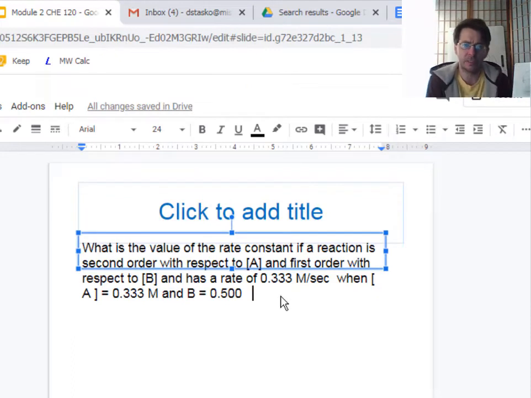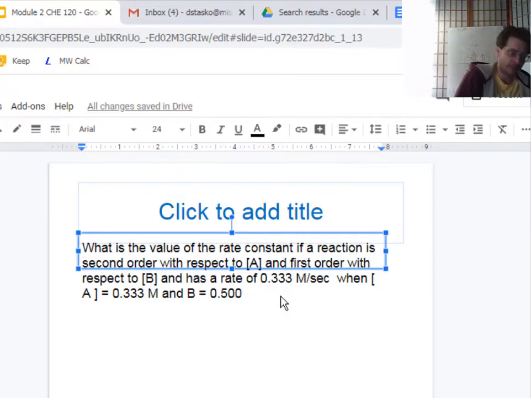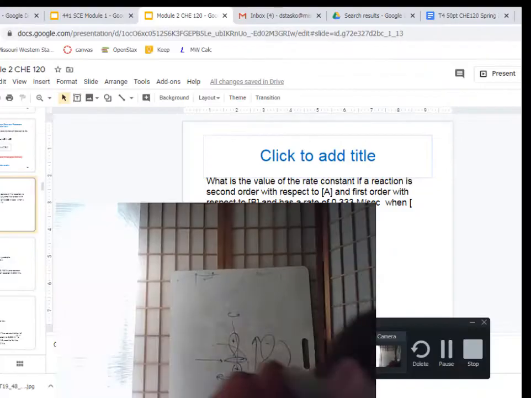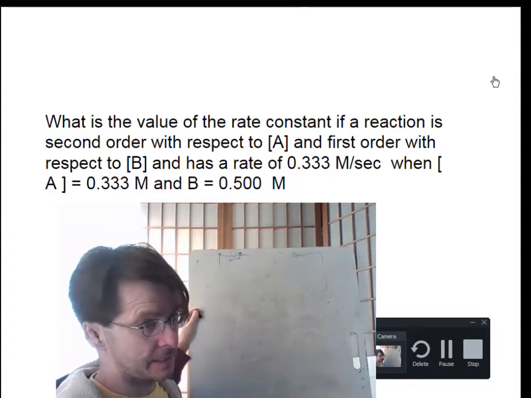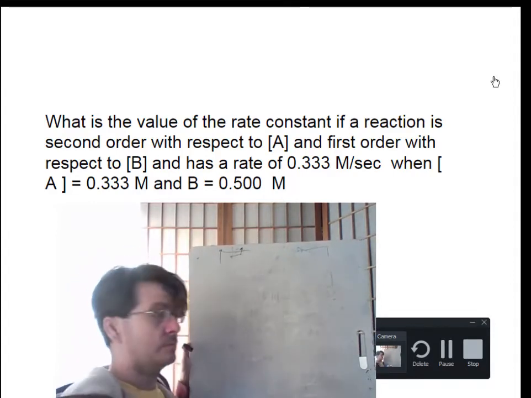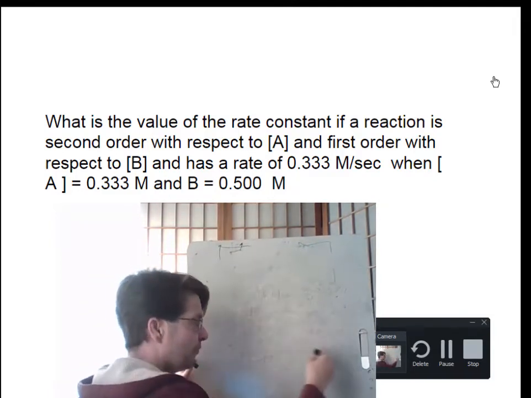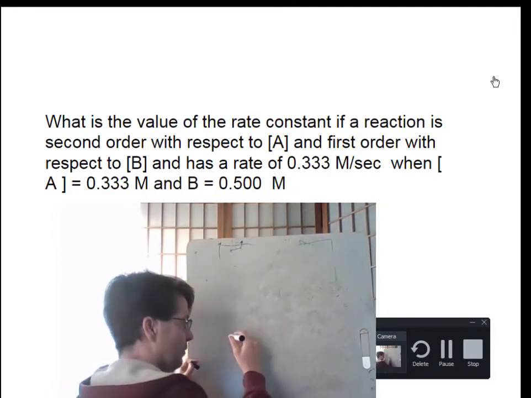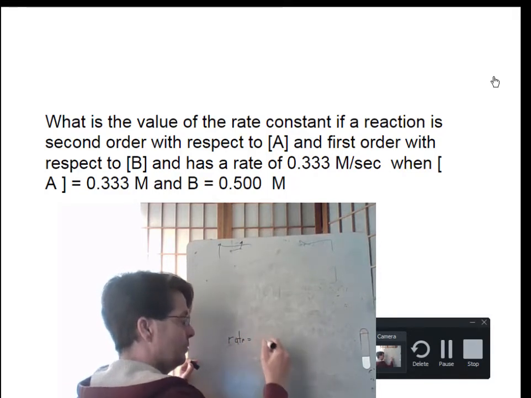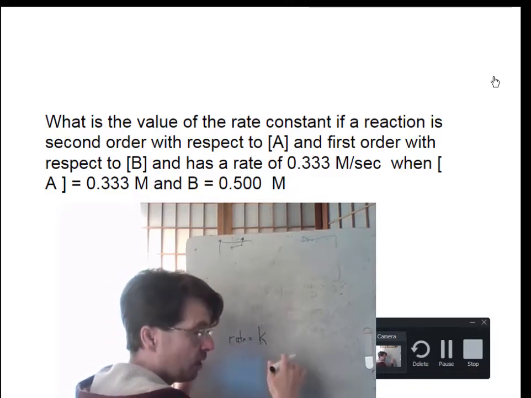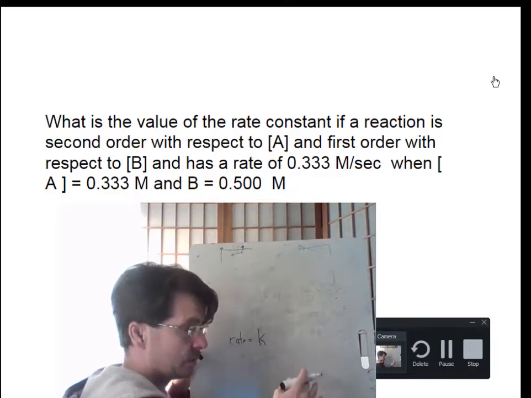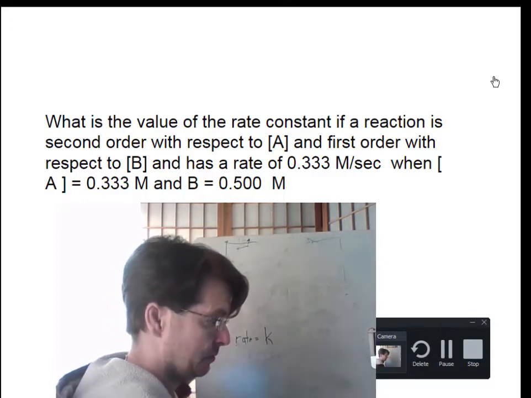Right? Here's a very typical problem. What is the value of the rate constant if the reaction is second order with respect to A and first order with respect to B, and has a rate of yada yada yada? Okay, so what this looks like is we just have to extract the information from the problem. All right, so we start with the generic form of the rate expression. Rate is equal to the constant. Again, oftentimes this is forgotten. These are equalities, and if you don't solve them like equalities, they don't easily work for you.